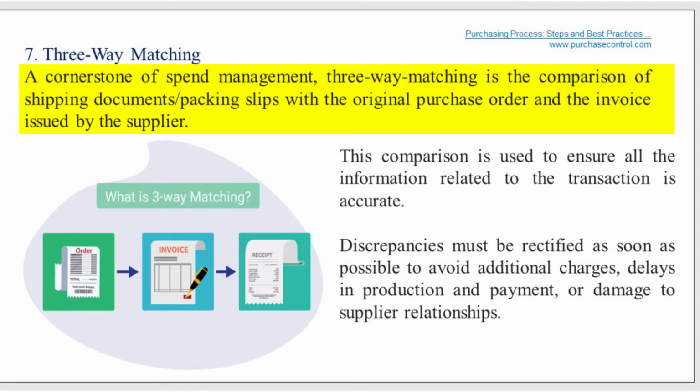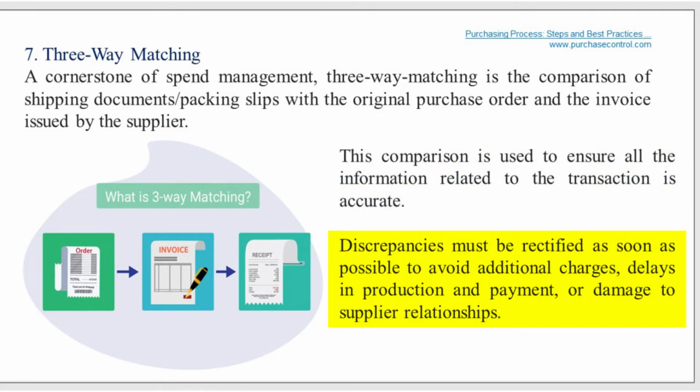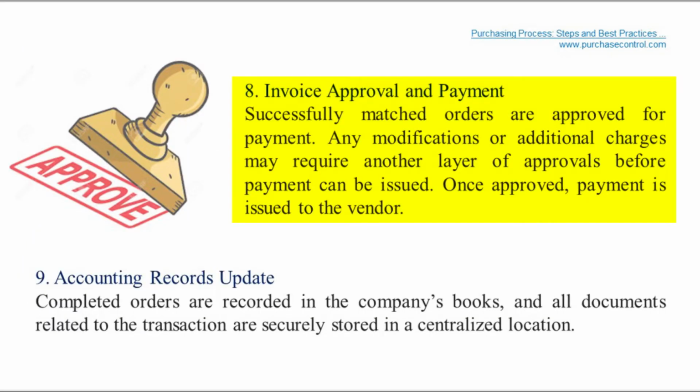Three-way matching, a cornerstone of spend management. Three-way matching is the comparison of shipping documents, packing slips, with the original purchase order and the invoice issued by the supplier. This comparison is used to ensure all the information related to the transaction is correct. Discrepancies must be rectified as soon as possible to avoid additional charges, delays in production and payment, or damage to the supplier relationship.